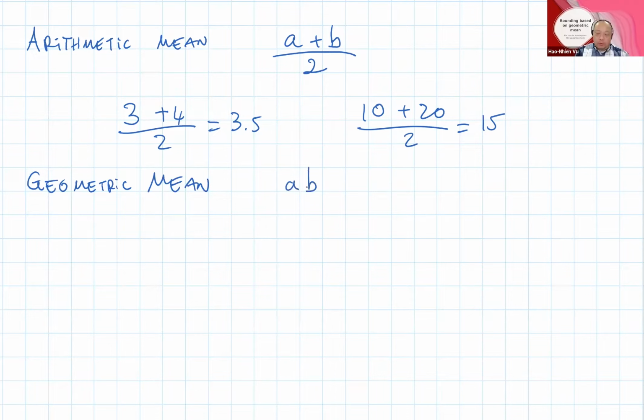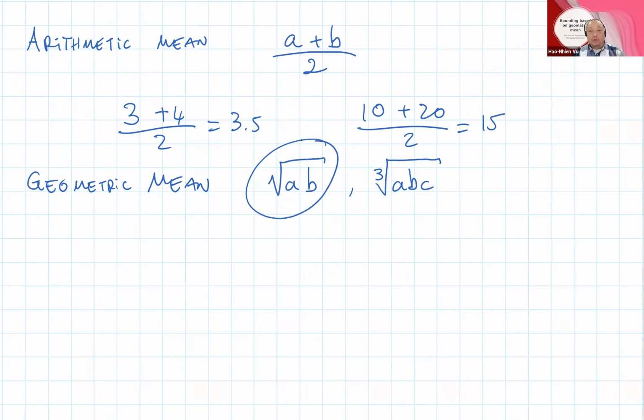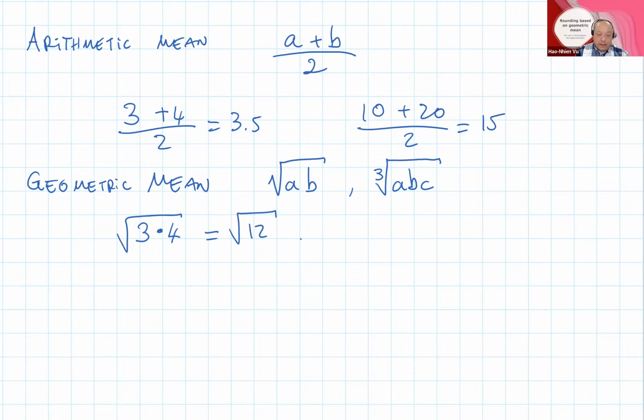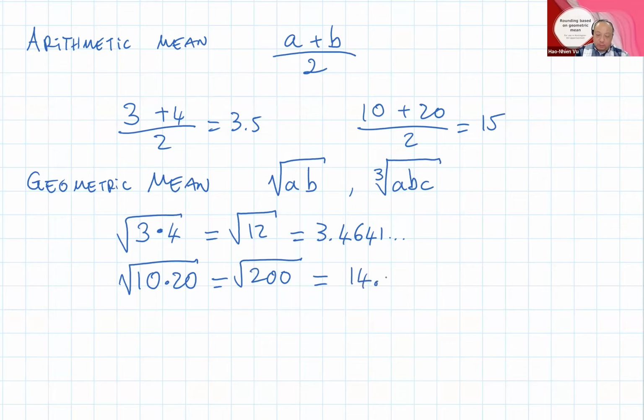Now the geometric mean, instead of adding, would be multiplying, and then instead of dividing by 2 to take the average, we're going to take the square root, which is the second degree root. The geometric mean can be generalized to more than two numbers. So if there are 3 numbers, it would be A times B times C, and then take the cube root of it, etc. But for purposes of Huntington-Hill, we only need to work with 2 numbers. So if you have 3 and 4, then the geometric mean of 3 and 4 would be 3 times 4, and take the square root, which is the square root of 12, and that's equal to 3.4641, etc. If you have 10 and 20, then you'd go 10 times 20, and then take the square root of that. 10 times 20 is 200, and the square root of 200 is 14.142, etc.